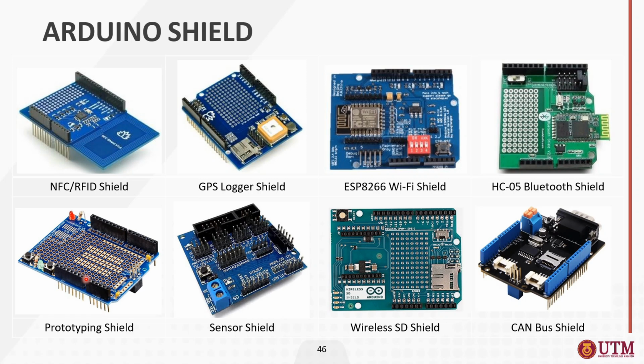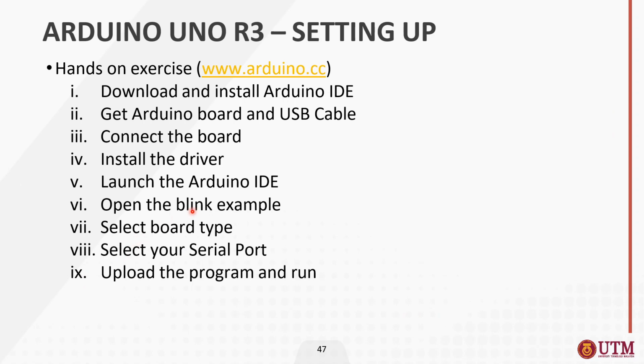What I want you to do now is some hands-on exercises. If you haven't installed the software from arduino.cc yet, you have to install it, because we will use this software throughout this course. Download and install the Arduino IDE, get an Arduino board and USB cable, connect the board, install the driver, launch the Arduino IDE, and open the Blink example. This is the most basic one. If you haven't used Arduino before, this is the first example you should use. Select the board type, select your serial port, upload the program, and you can run it.